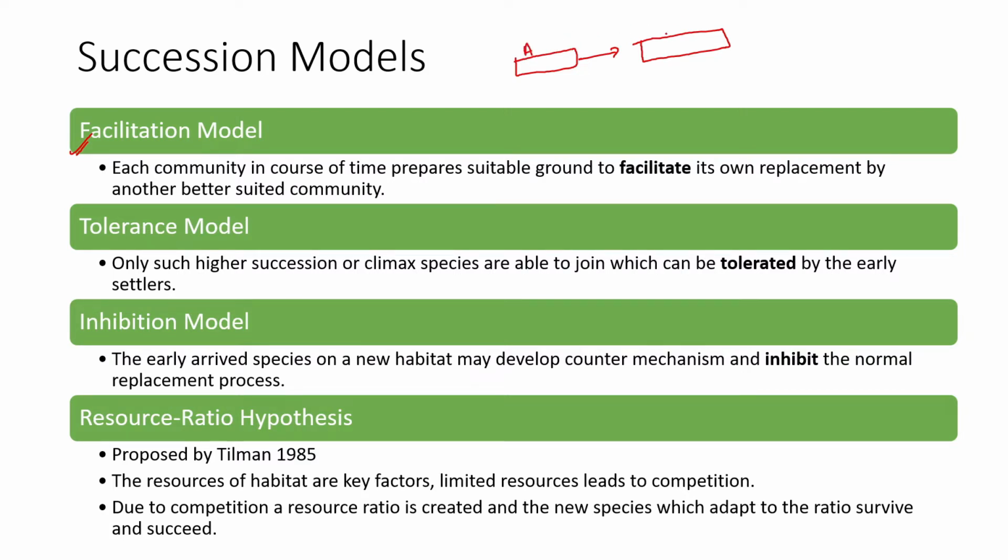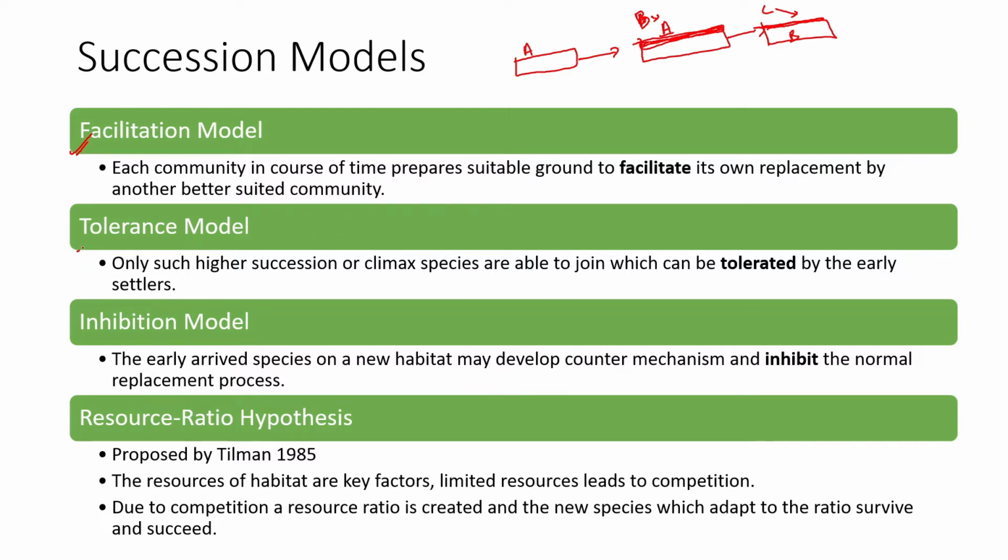When the next species B comes into this region, A will provide such conditions which will facilitate the entry of B. I mean, A will provide and change the resources in such a way which will help B to establish. And similarly, when the next thing happens, B will prepare the suitability of the region such that C can come in. So this is the facilitation model.